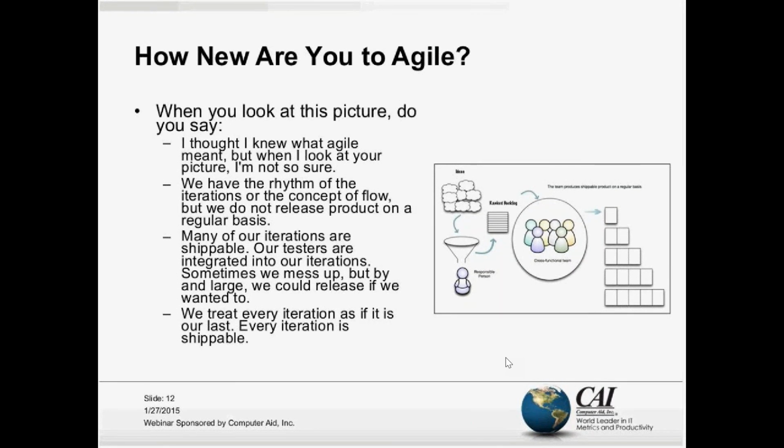Many of our iterations are shippable. Our testers are integrated into our iteration. So it's not that you're doing development first inside an iteration and then testing, but everyone is together integrated. And are you in the fourth bullet, where we treat every iteration as if it's our last? Every iteration is shippable. So maybe you can say to me in the chat where you are. Are you number 1? Are you number 2, number 3, or number 4?